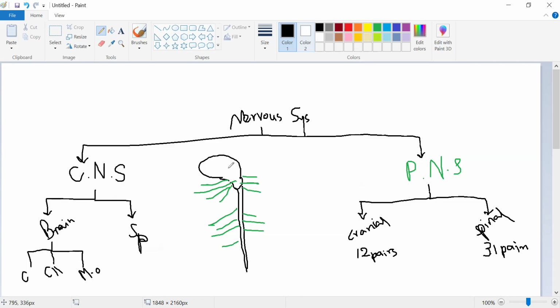Thinking, critical thinking, analysis, and everything is done by this part. We call it the what? Cerebrum. Then comes the smaller tiny part, the cerebellum. What is it doing?